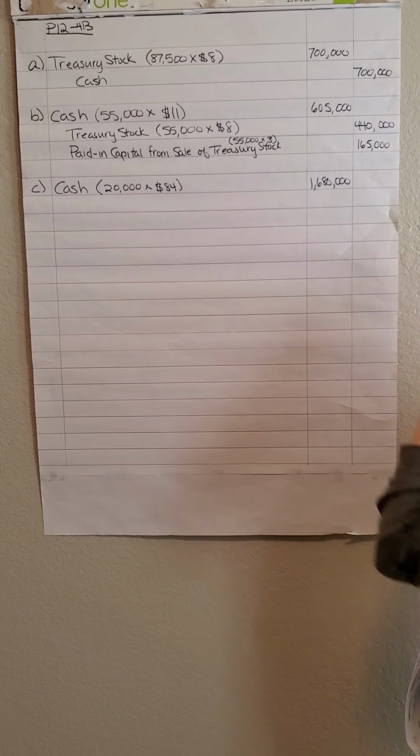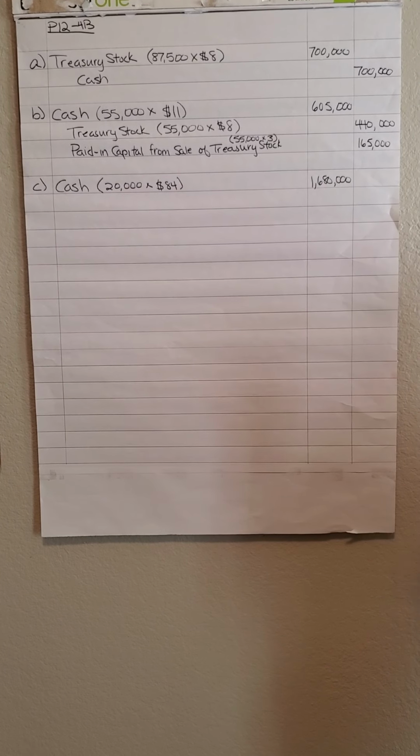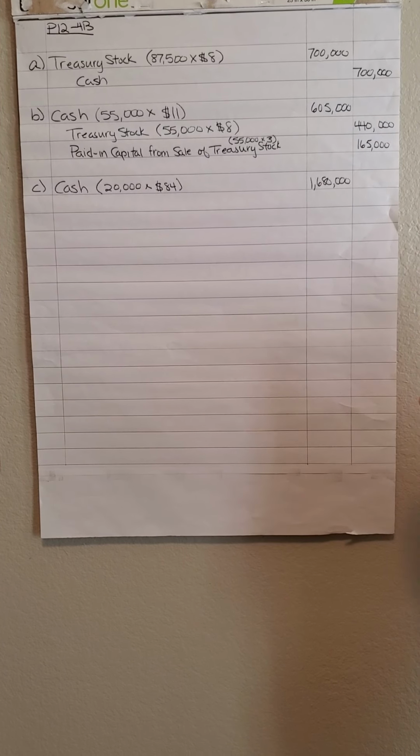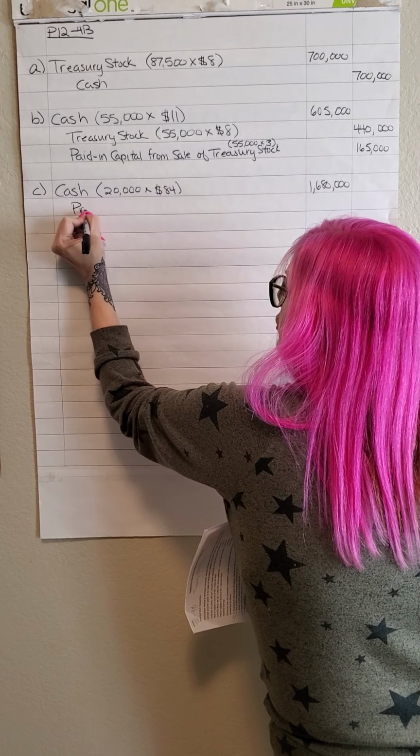$1,680,000. We are going to credit the preferred stock account for the total shares that were issued times their par value. So here we've got preferred stock we're going to credit.